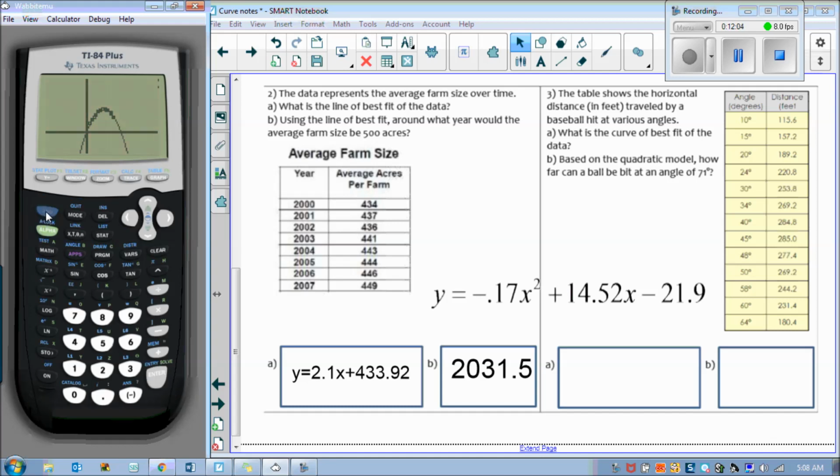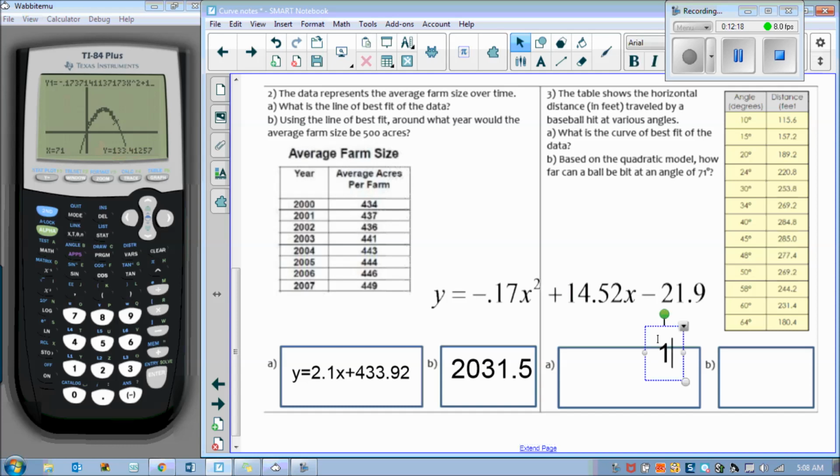I'm going to hit second and trace one more time. Nope, I missed it. Second and trace. And then use that value function, figure out what the y value is when the angle is 71. So the y value, or the distance, is 133.41 feet. That's how far the ball can travel when the bat angle is 71 degrees.